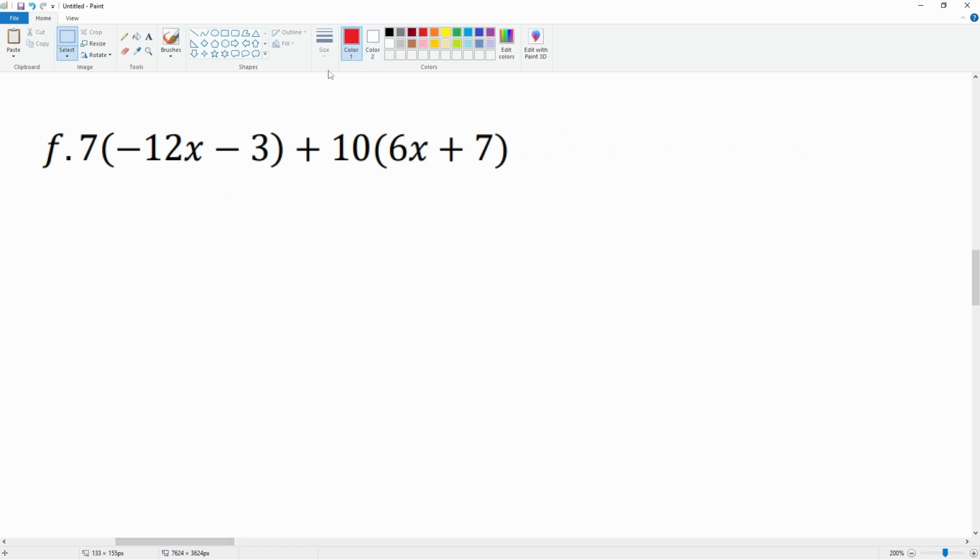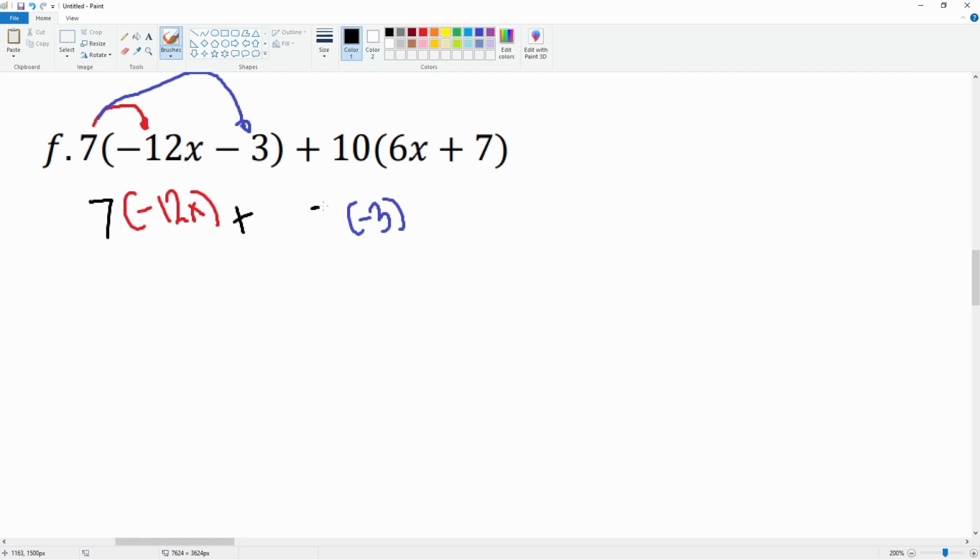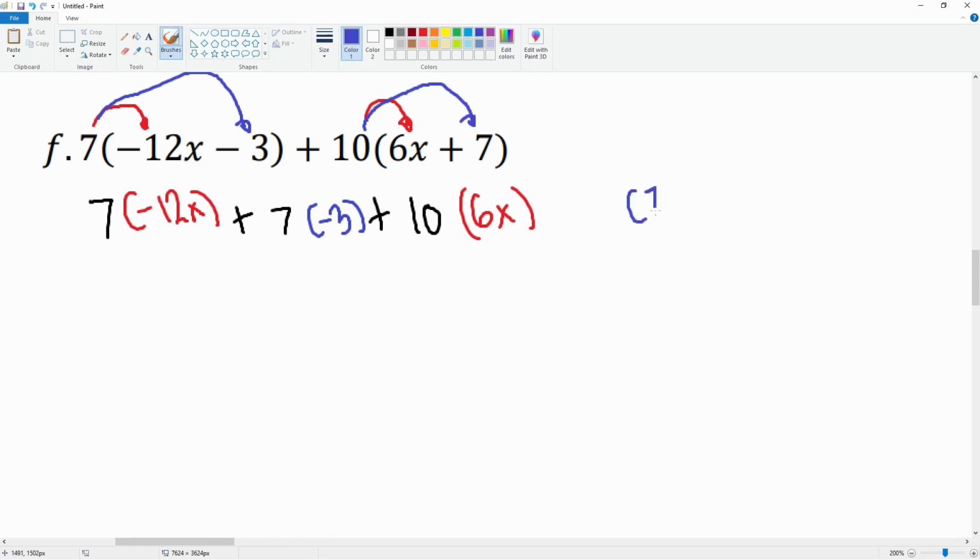Last one. There's a 7 in front of the parentheses that we have to distribute. Here's the negative 12x, and we have a 7 that's going to be distributed to it. Bring down the plus symbol. Then we have a 7 distributed to the negative 3. Here's the negative 3, and there's going to be a 7 that's distributed to it. All right. Let's bring down the plus symbol. This 10 is going to be distributed to the 6x. So here is 6x, and then you have the 10 that's going to be distributed to it. Then you have your 10 that's going to be distributed to the 7.